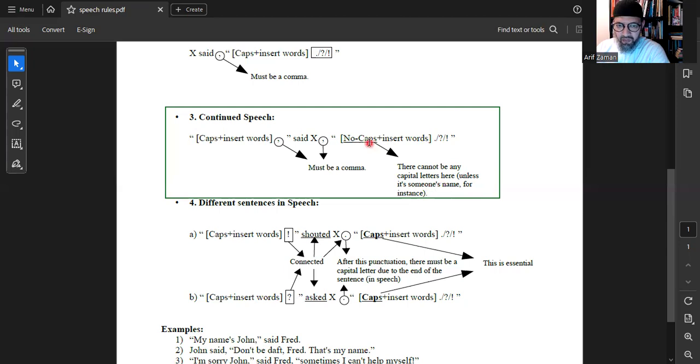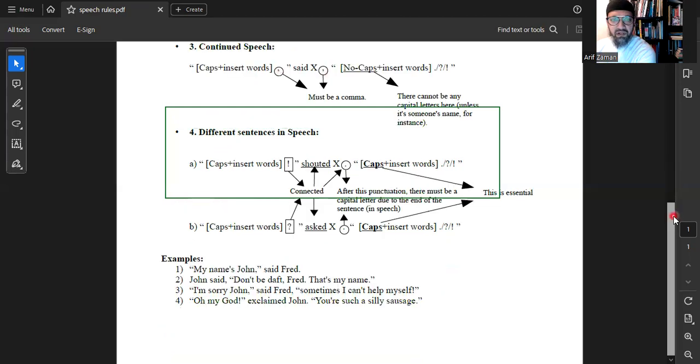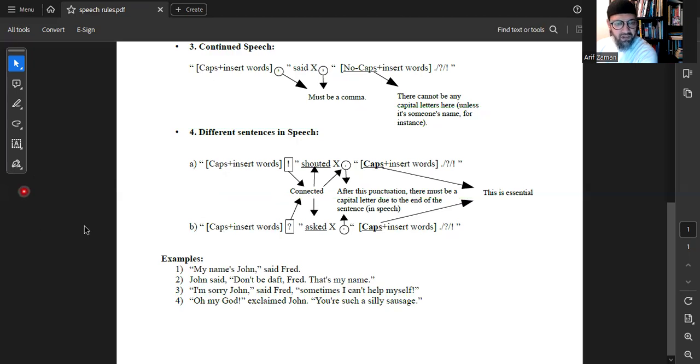Now, I think the best way to explain this, like why must there be a comma here? Why must there be a comma here? And why should there be no capital letters? Because it's continued speech, meaning what they said was one sentence, and he just interrupted it with the word said, whoever. So let's have a look at the example so you understand what I mean. So go down here. What I'll do is I'll get rid of the drawing thing. Okay, so 3.